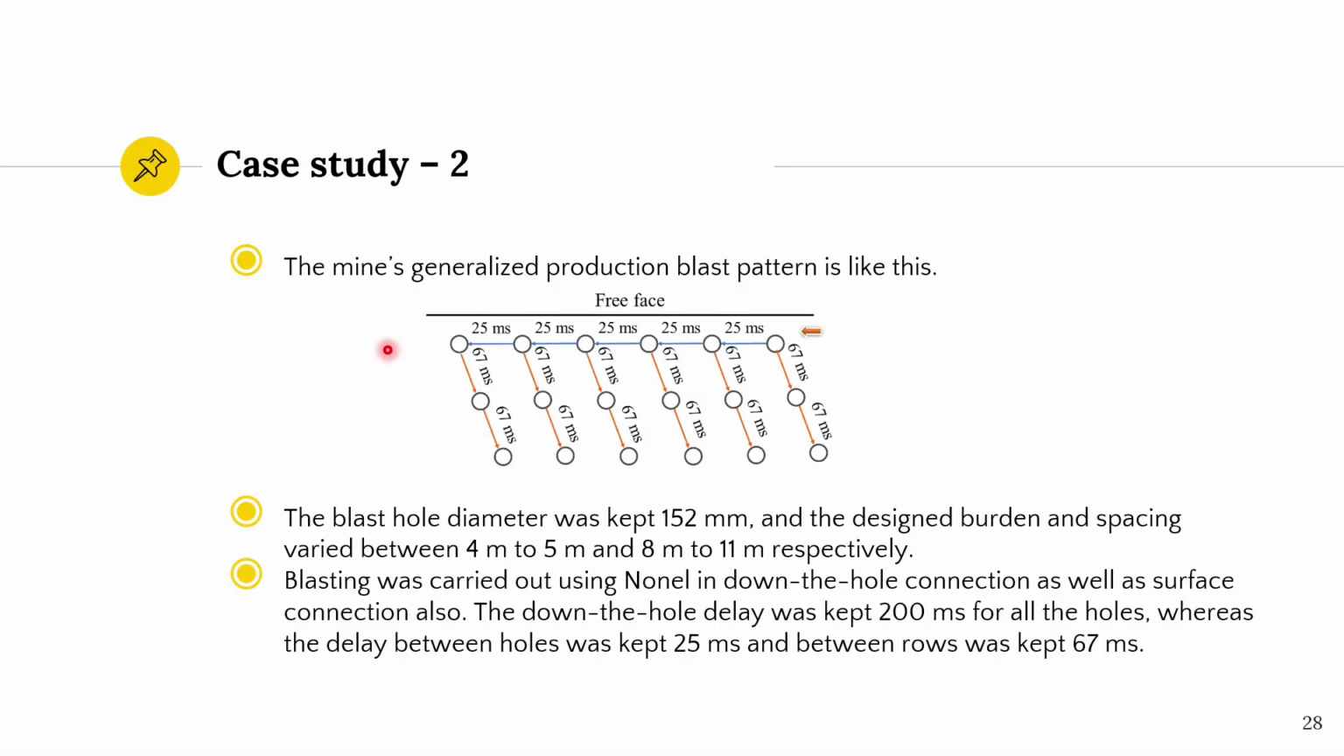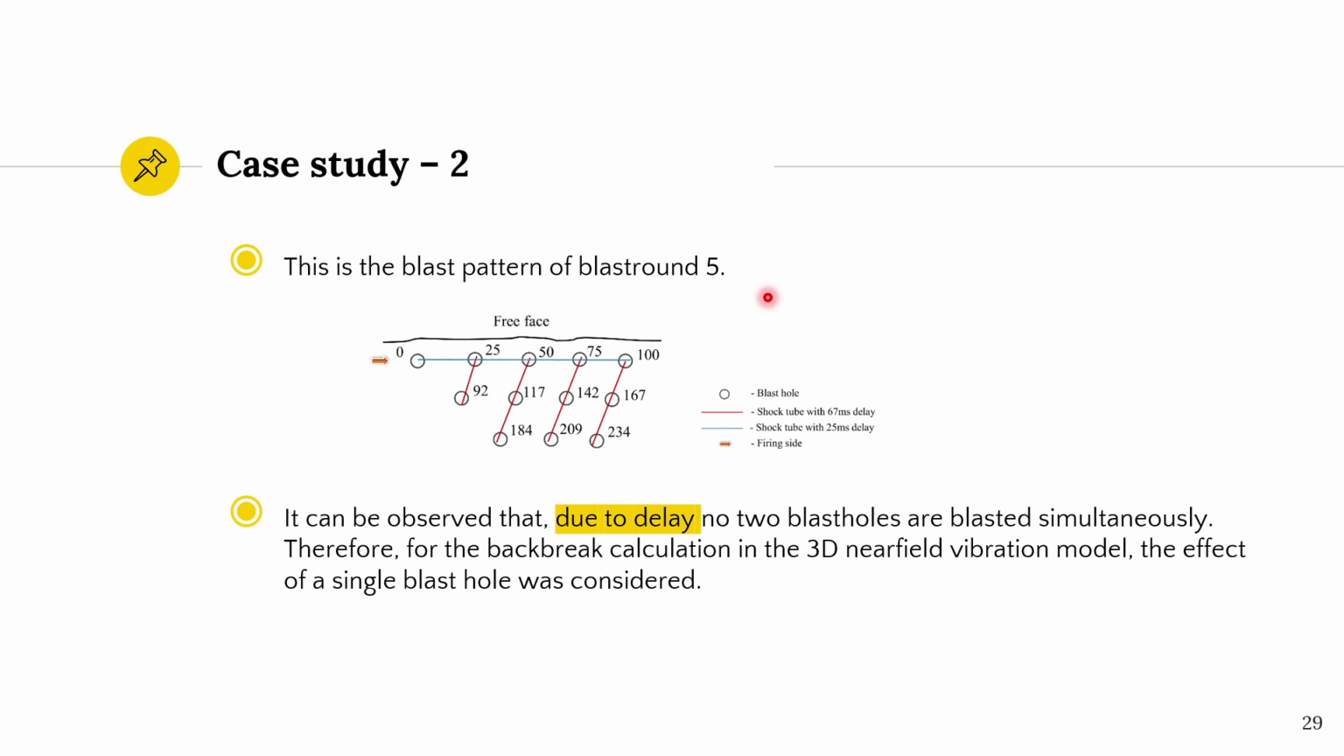This is the mine's generalized production blast pattern. Blasting was carried out using nonel in down the hole as well as surface connection. Down the hole delay is kept 200 milliseconds, and on the surface 25 milliseconds is connected on the trunk line and 67 milliseconds is connected between the rows. This is the blast pattern of blast round 5. It can be observed that due to delay, no two blastholes are blasted simultaneously. Therefore, for the backbreak calculation in the 3D near-field vibration model, the effect of a single blasthole was considered.